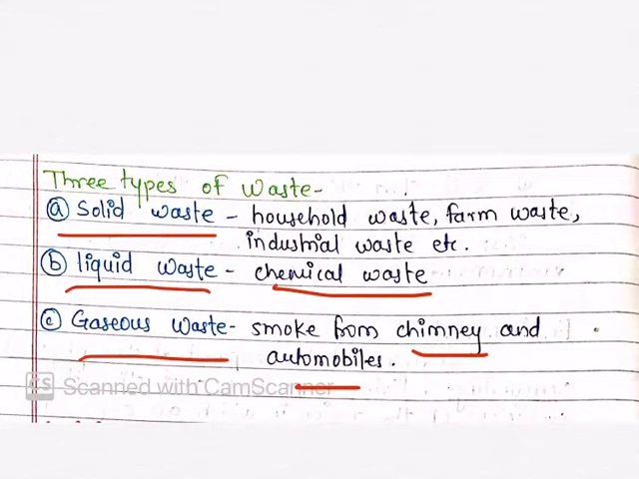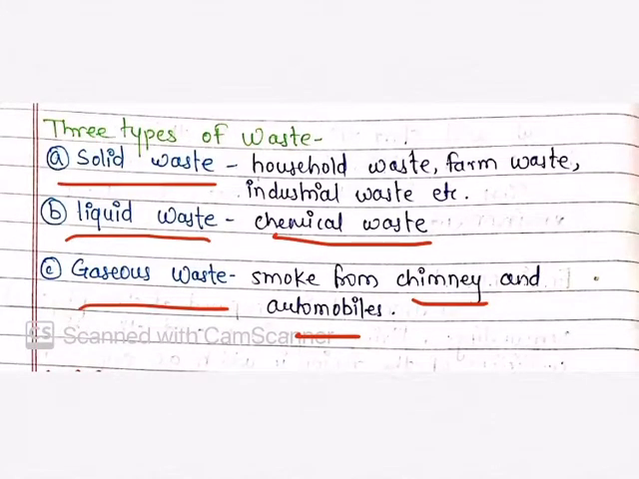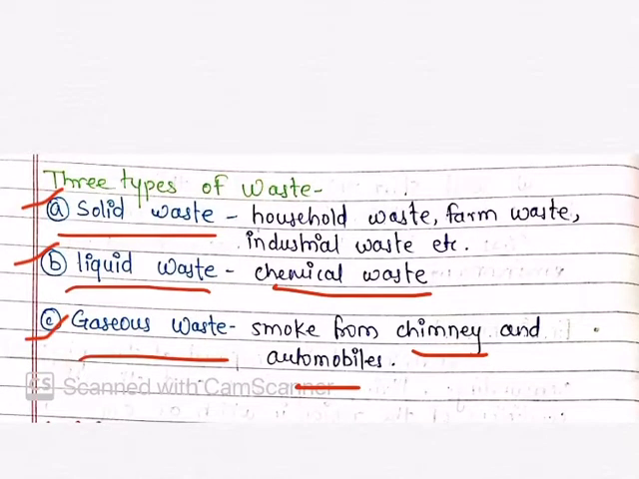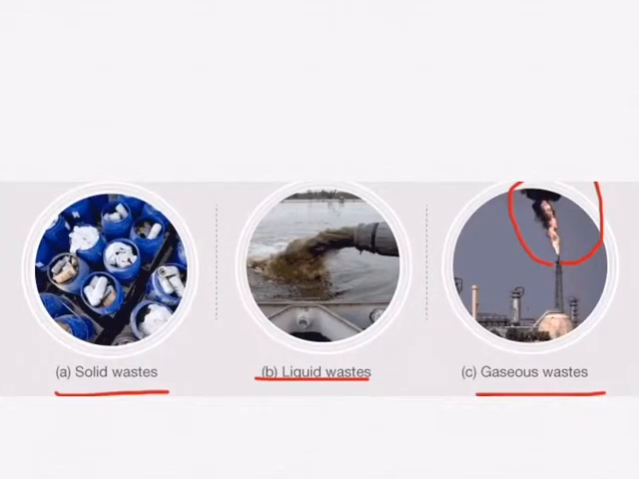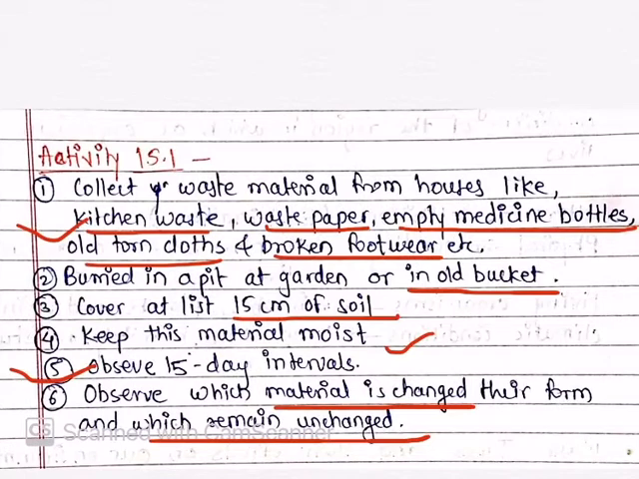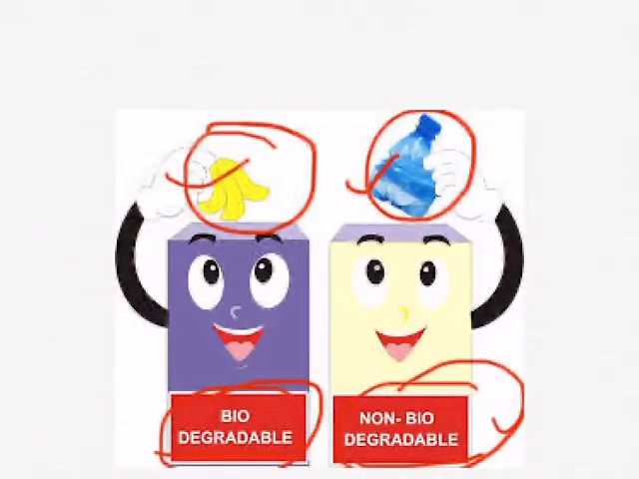From the appearance of waste, whether solid, liquid, or gas, it is classified into three types: solid waste, liquid waste, and gaseous waste. The examples are given, and you have to remember them as they are. There is an image for your understanding. The activity is to collect different types of waste, bury it in a pit or old bucket, keep moisture, add some soil above the waste, and after 15 days observe the waste substances.